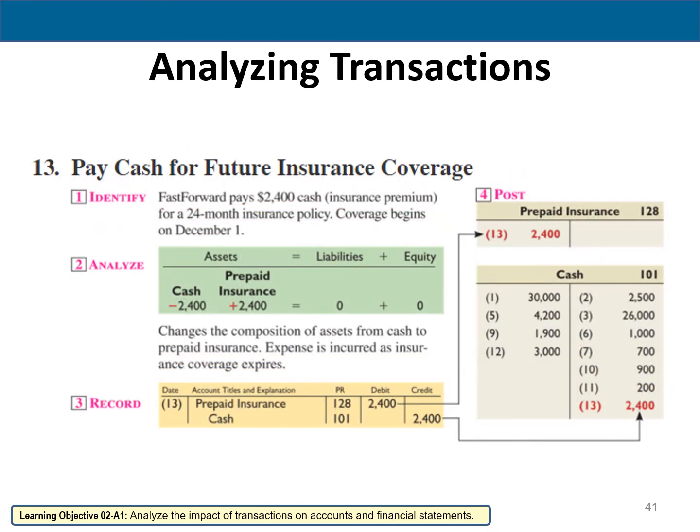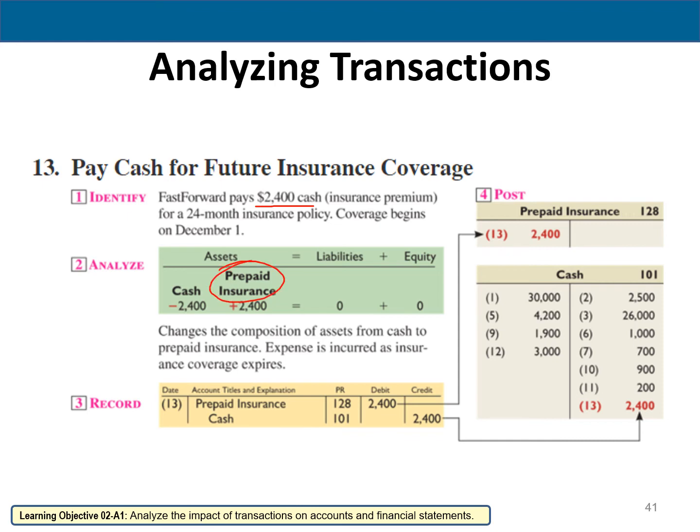All right, in transaction 13, we pay cash for future insurance coverage. So Fast Forward pays $2,400 cash for a 24-month policy, and that policy begins on December 1st. And so because none of the policy periods has expired because they're paying in advance, when we initially pay that cash, we have what we call a prepaid asset. And anytime that you hear the word prepaid or see the word prepaid in an account name, it always gives it away that it's an asset, right? It's another one of those key words. So in this case, the two accounts that are affected are going to be cash and then prepaid insurance.